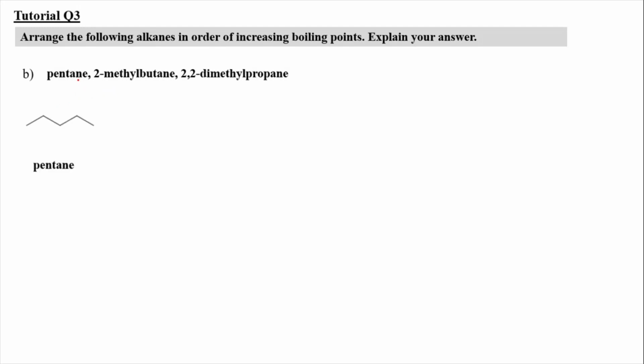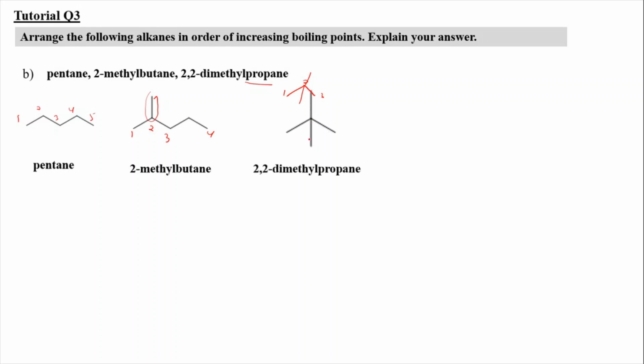So for the structure of pentane, you will have a 5 carbon chain, which is 1, 2, 3, 4, 5. For 2-methyl-butane, you have a 4 carbon chain, and then a methyl group at carbon number 2. So 1, 2, 3, 4, and then the methyl group is going to be at carbon number 2. Now for 2,2-dimethyl propane, it's going to be 3 carbons. Okay, 1, 2, 3, and then 2 methyl groups are going to be attached at carbon number 2 here. So it's 2,2-dimethyl propane.